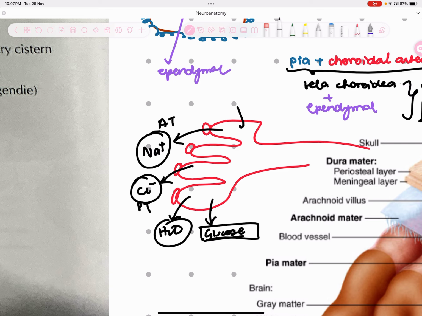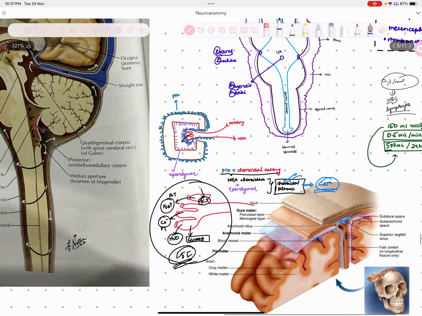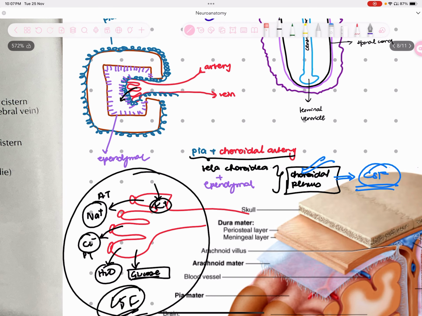And what about potassium? Potassium goes inwards, in the opposite direction. So these are all the constituents of your CSF. So this is how the CSF is made. I hope that's clear.